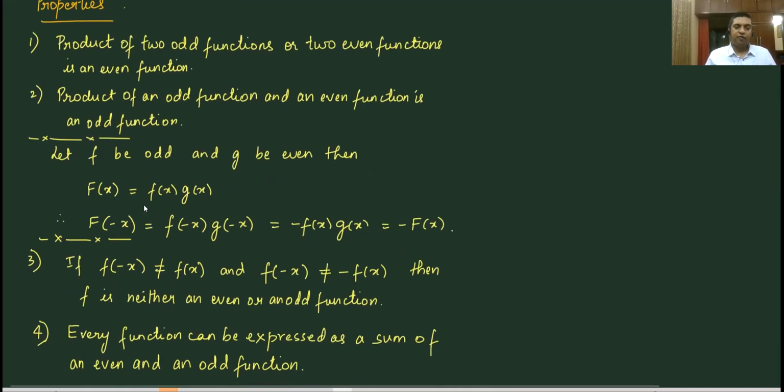Let capital F of x be the product of small f of x and small g of x. Replace x by minus x. You get f of minus x into g of minus x. f of x is odd, so you get f of minus x as minus f of x. g of x is even, so g of minus x will be g of x. So the product will have a negative sign. You get this as minus of f of x. So it is an odd function.